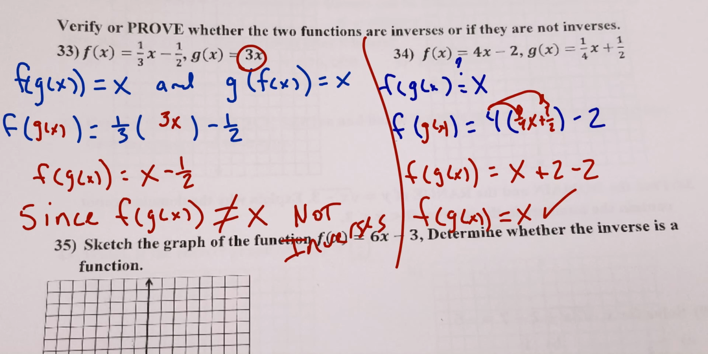So now I have to do the same thing again, but this time I have to do g of f of x equals x. So now I'm going to start with g of big blank space equals 1/4 big blank space plus 1/2. Now I'm going to put in f of x.